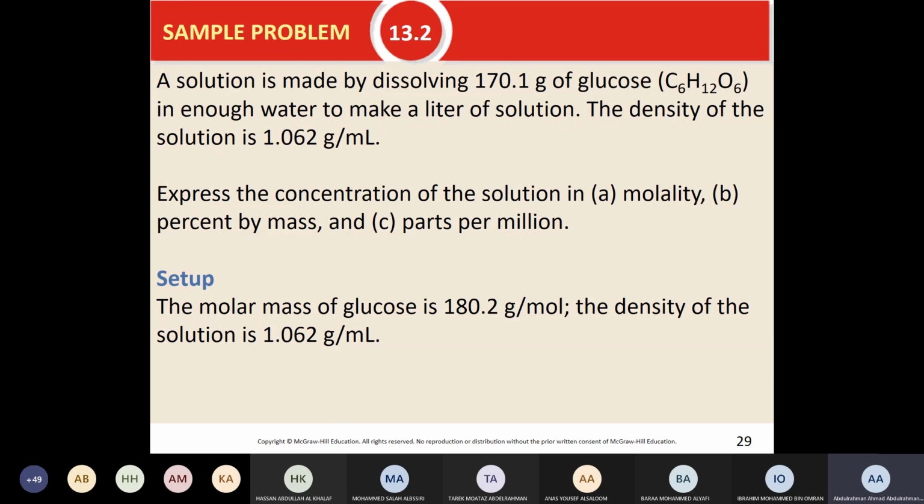A solution is made of 170 gram glucose in enough water to make 1 liter solution. The density of the solution is 1.062 gram per milliliter. Express the concentration in molality. First, let's calculate the molarity. The molar mass of glucose is equal to what? 180.2. Calculate the molarity. What are you going to do? Change the glucose into moles, then divide by 1 liter. Okay.